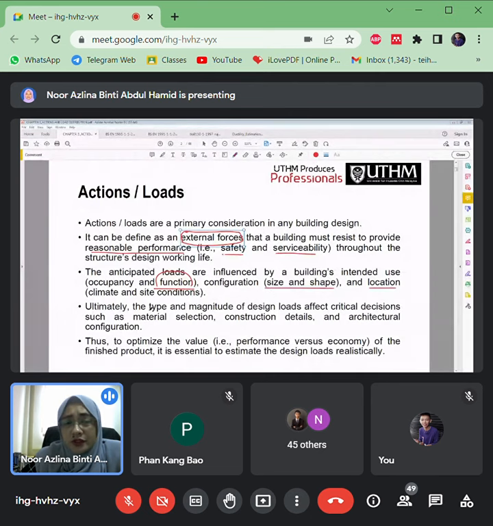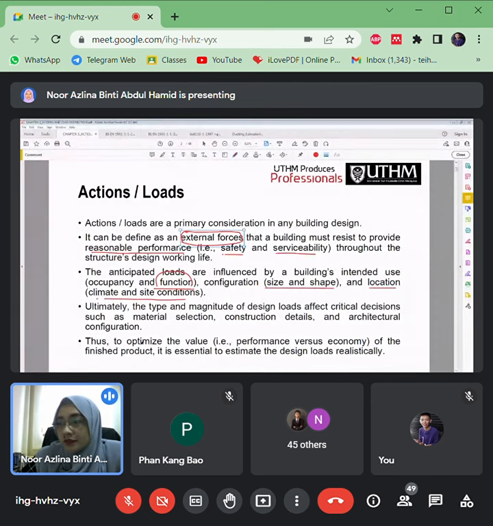And also location, situations, or what environmental impact is on that structure. Is it low humidity or exposed to seawater? So these are all the things that will influence the load of the buildings.